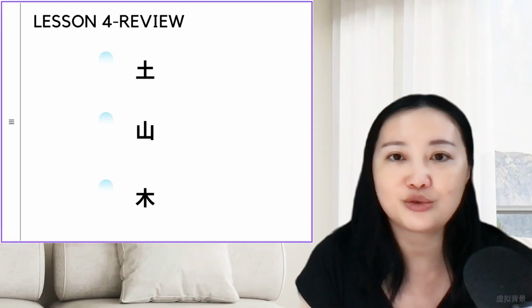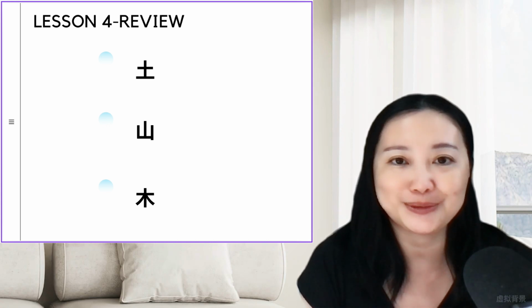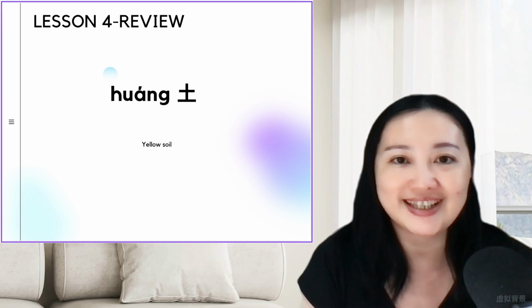Okay, so let's write out the 3 characters of this lesson. The first one is 土. And the second one, we can see the peak and the valleys. So it's the mountains, right? And the third one, it looks like the shape of a tree. So it's 木. Great. So let's unlock more words containing these 3 characters.